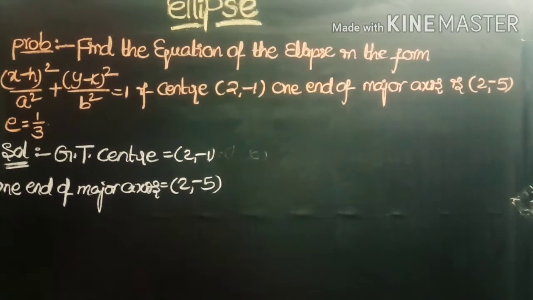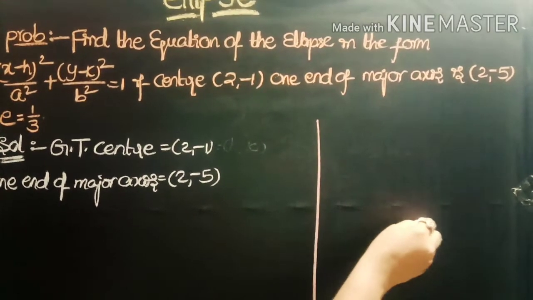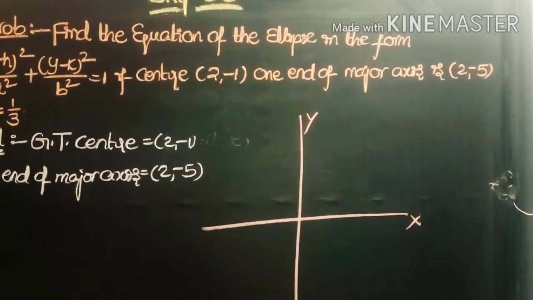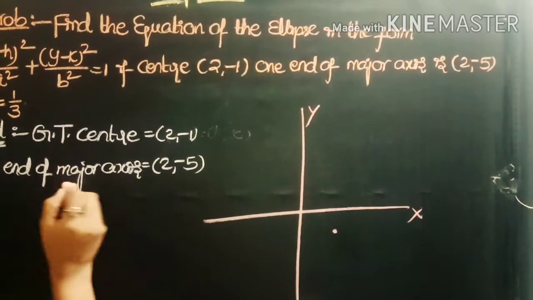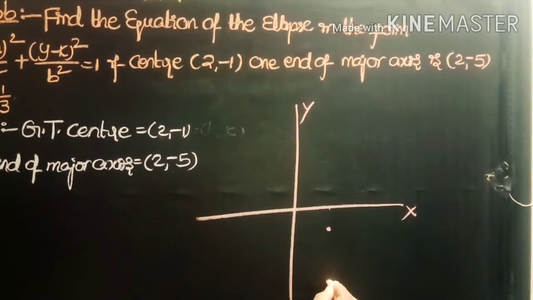For that, first we draw the shape of the ellipse. So first we take the coordinate axes, the x axis and y axis. Given that the center is (2, minus 1). The point is like that. This is the center, and one end of the major axis is (2, minus 5). This is (2, minus 5).